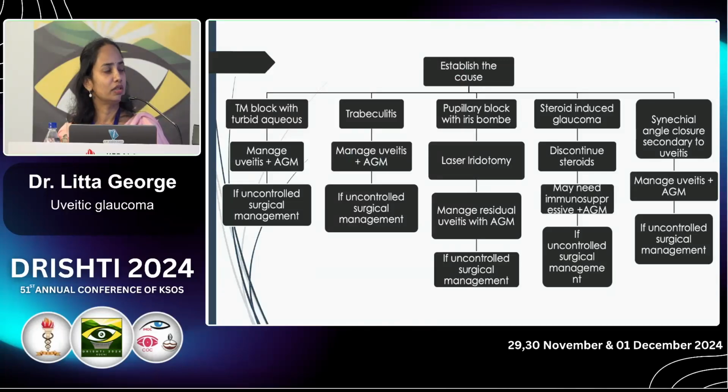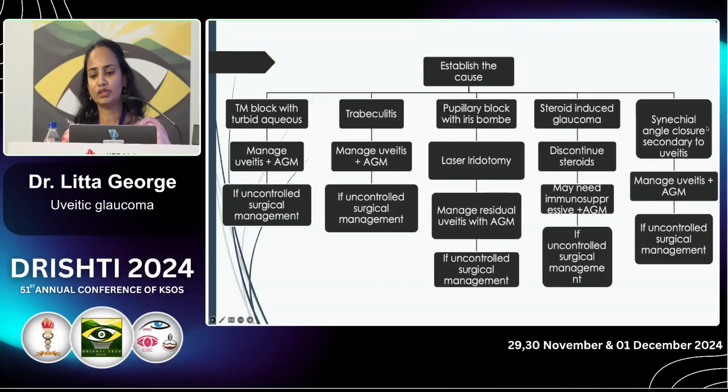So to conclude, first establish the cause. If the cause for raised intraocular pressure is turbid aqueous, then you have to give steroids to control the inflammation, give anti-glaucoma medication, and if uncontrolled, go in for surgery. If trabeculitis is the cause, then again give steroids and control inflammation, give anti-glaucoma medication. If uncontrolled, go in for surgery. If pupillary block is the culprit, do a laser iridotomy, manage residual uveitis with AGM. If uncontrolled, go in for surgery. If steroid-induced glaucoma is suspected, discontinue the steroids, try immunosuppressives and anti-glaucoma medication. If uncontrolled, go in for surgery.